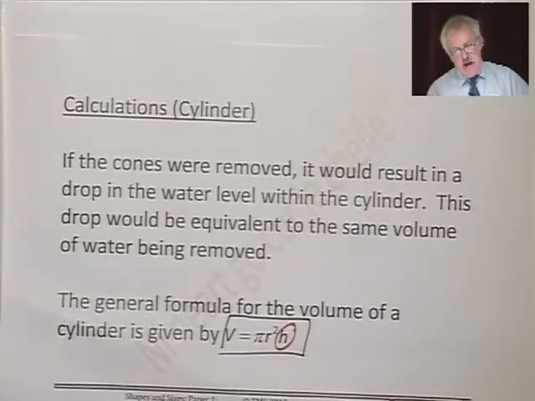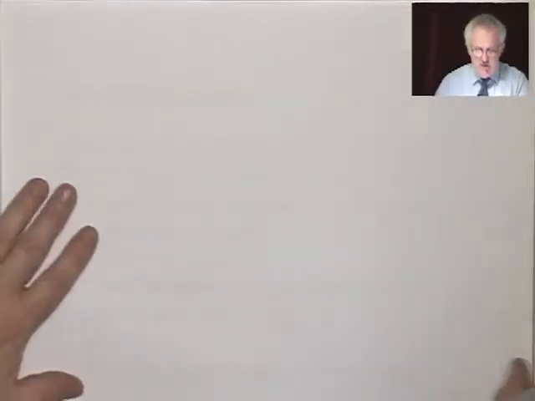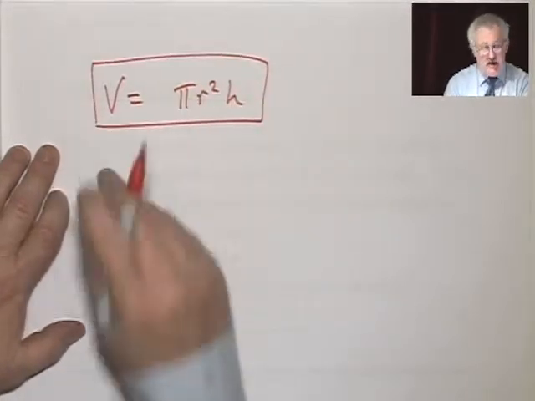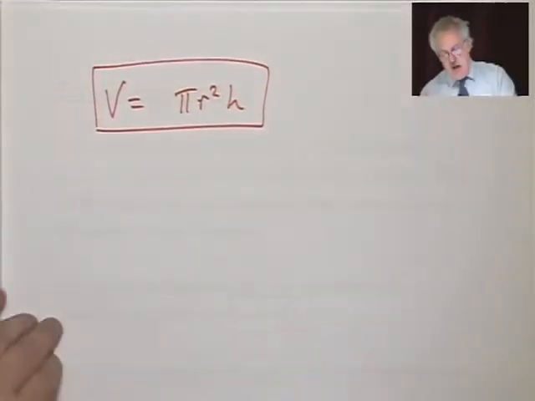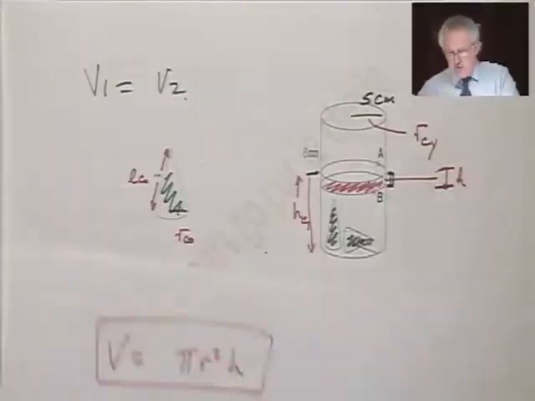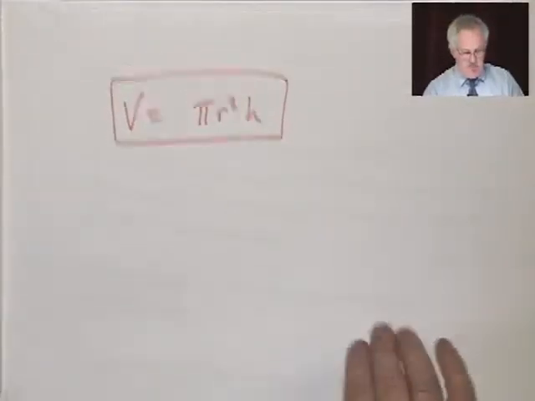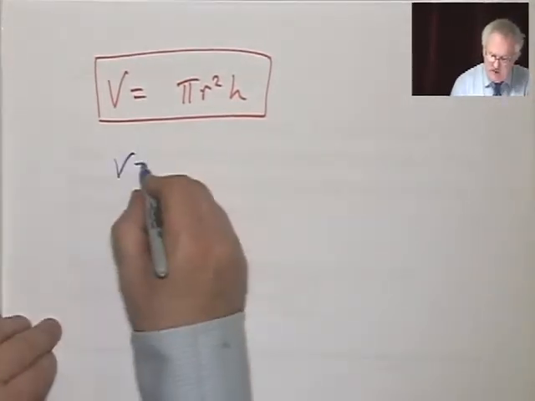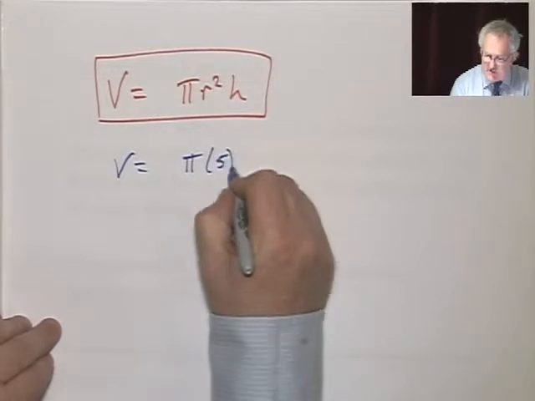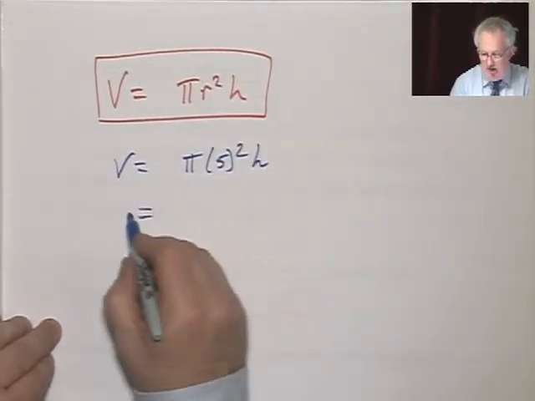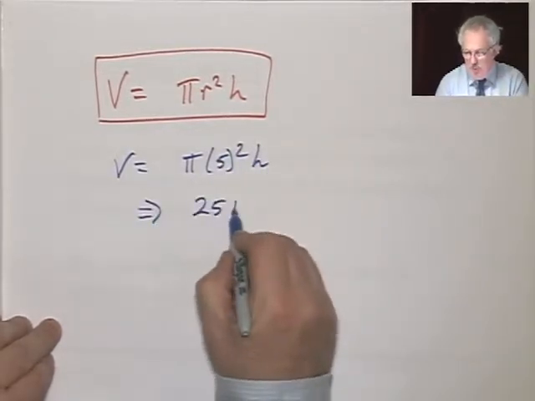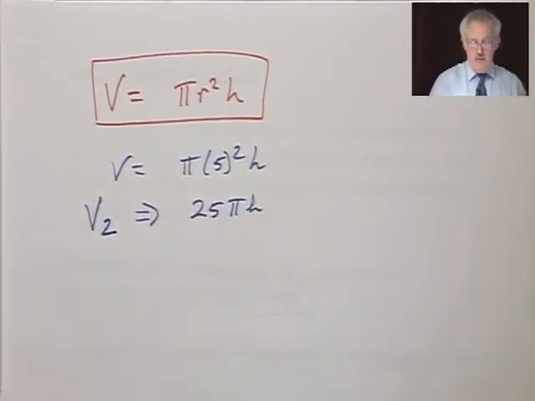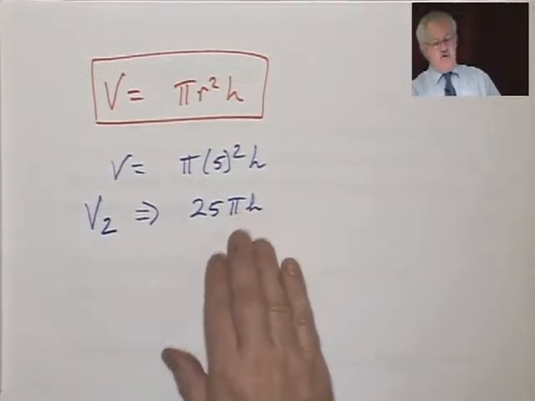So if the height is h, then we do know that the volume is pi r squared h, because that's the formula for a cylinder. And because we know that the cylinder has a radius of 5, and r is 5, we then know that V is equal to pi 5 squared h, or that V is equal to 25 pi h. That's V2. That's the volume of water.